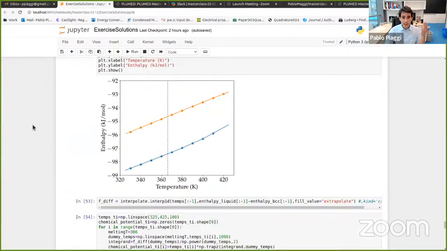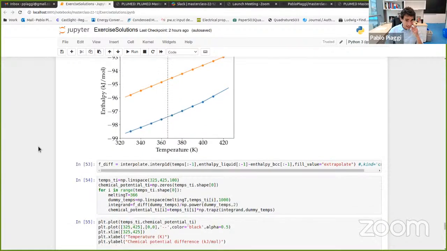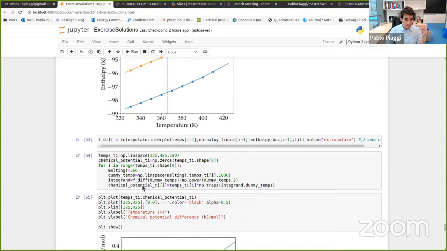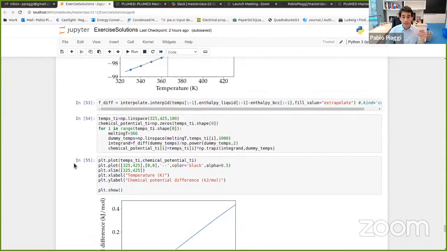Okay, so now that we have this enthalpy, we can of course calculate the difference in enthalpy as a function of temperature. We can fit a spline to that, and then we do the integration. Here I'm just using the trapezoid rule to do the integration. And in that way, we get the chemical potentials as a function of temperature. Here, what we're assuming is that the melting temperature is 366.